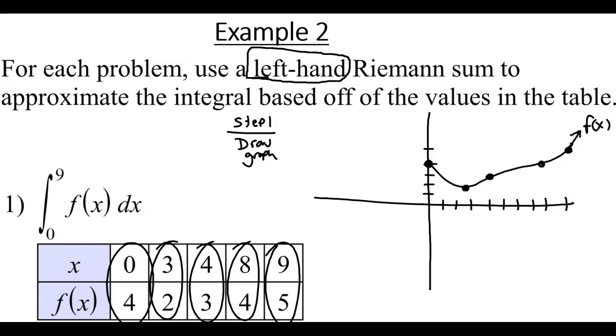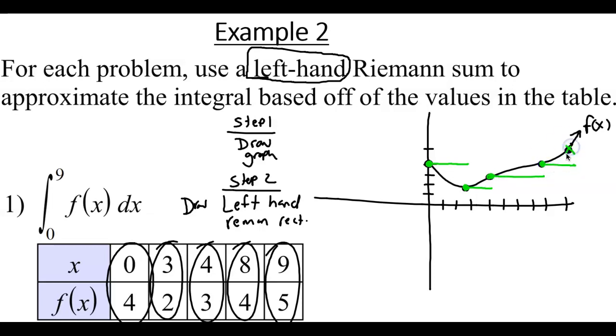All right, step 2, put your Riemann rectangles. We want a left-hand rectangle, so draw the left-handed Riemann rectangles. So we're doing a left-handed sum, so I'm going to start with the point on the left, and I'm going to draw a horizontal bar until I get right to the next point, and I pick up from there and do another one. And we don't use the last point.